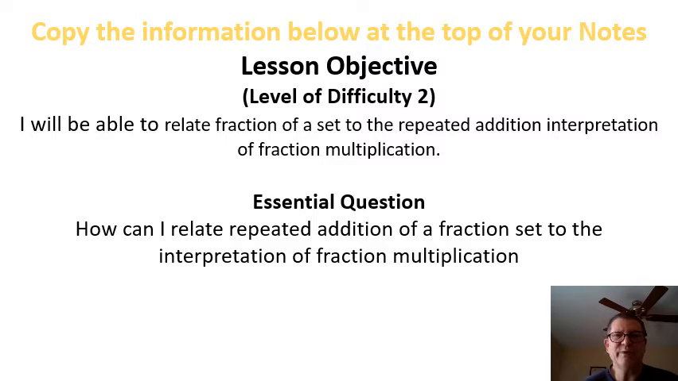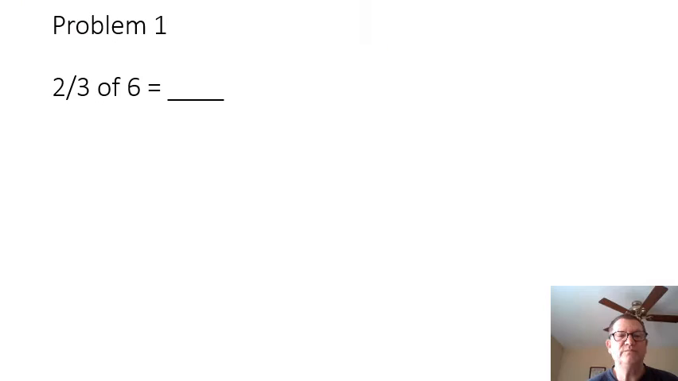Okay, so copy this information into your notes. Lesson objective. Once again, this is a level 2 difficulty. I will be able to relate fraction of a set to repeated addition interpretation of fraction multiplication. How can I relate repeated addition of a fraction to a set to interpretation of fraction multiplication? So today we're actually going to get into multiplication of fractions and whole numbers.